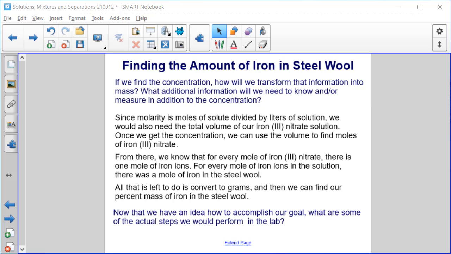And then for every mole of iron ions in the solution, there was a mole of iron in the steel wool. All that is left to do is to convert to grams using the molar mass of the iron, and then we can find our percent mass of iron in the steel wool. So now that we have some idea of how to accomplish our goal, what are some of the actual steps we would perform in the lab? Again, think about this, talk with your group. We'll discuss on the next slide.